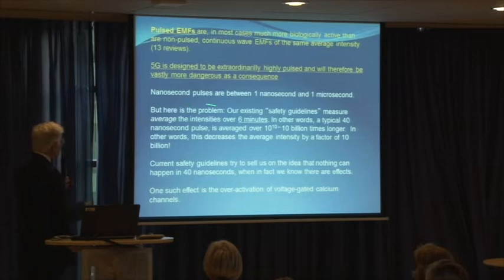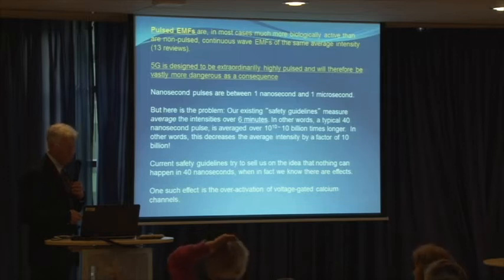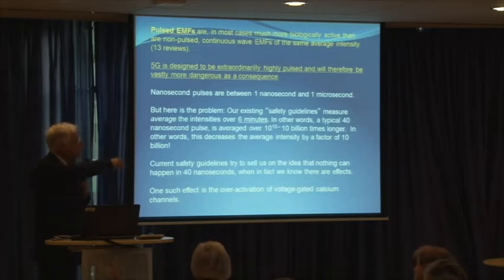So when we have nanosecond pulses, what do the safety guidelines do? They say you should average them over 6 minutes. So let's say you take a typical 40 nanosecond pulse and you average it over 6 minutes. You're averaging it over approximately 10 billion times longer. So what does that do? It drops the average intensity by a factor of 10 billion. Instead of being way up there in the stratosphere, it's sitting right on the floor. And of course, the safety guidelines then predict you can't possibly get an effect, but you do, over and over and over again.